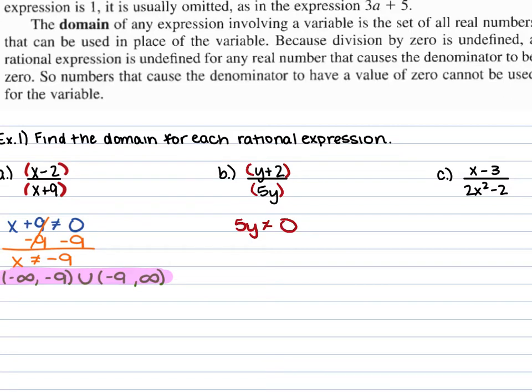We move the 5 over. It's being multiplied by that y right now, so we're going to divide each side by that 5. 0 divided by anything is 0, so we have that y cannot equal 0. In interval notation, we're going to have from negative infinity to 0 with a union of 0 to positive infinity.